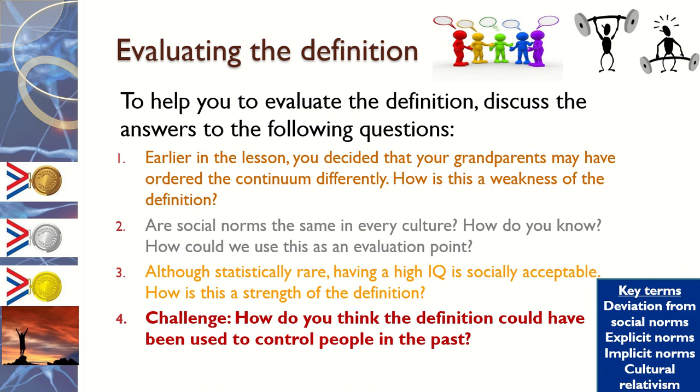Although it's statistically rare, having a high IQ is socially acceptable, and that means that people cannot be diagnosed with things that are abnormal but socially acceptable. So in another definition, you could be diagnosed with a mental health disorder if you had a high IQ, which is just ridiculous because it's obviously not a mental health disorder. And how do you think the definition could have been used to control people in the past? Well, if you think about, for example, gay marriages not being acceptable because it wasn't socially normal, this means that we're controlling what's acceptable and what's not, when actually we recognise today that people being able to marry no matter who they're attracted to is socially acceptable.